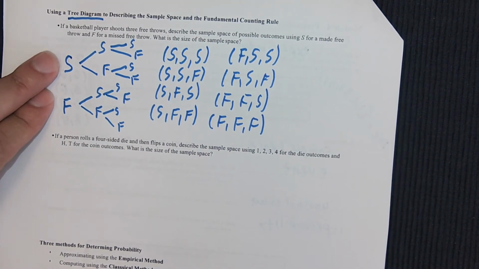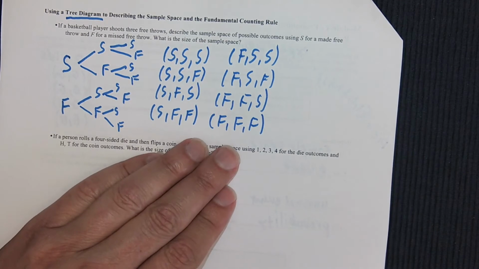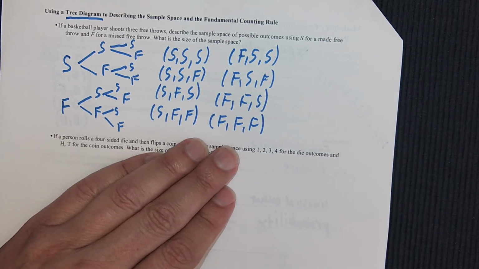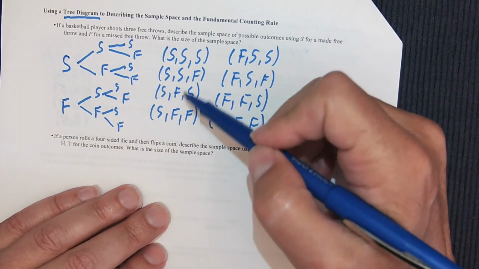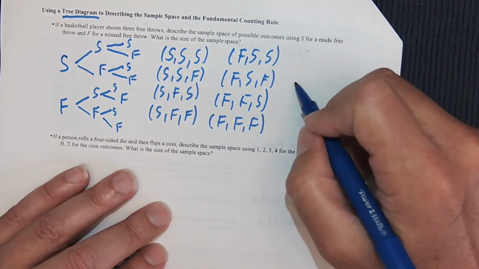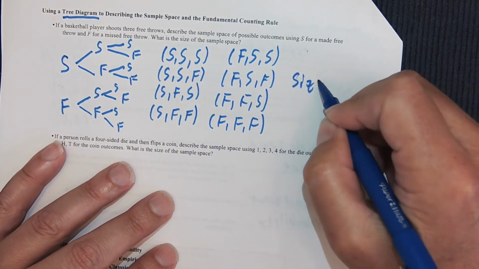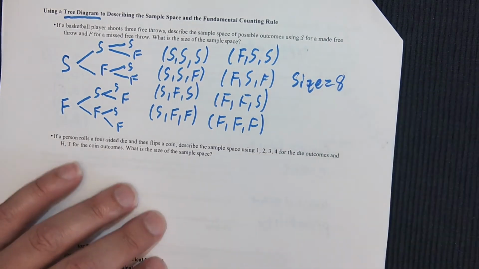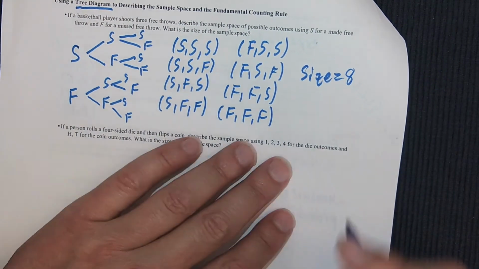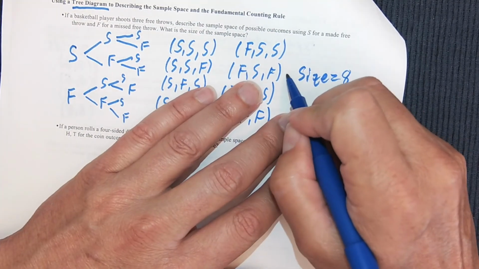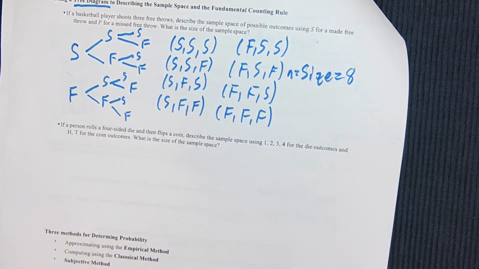First we used a tree diagram, and then we wrote out our sample space. And what's the size of the sample space? 1, 2, 3, 4, 5, 6, 7, 8. The size is 8. And when we say size, that often means that we're using the letter N to represent our sample size.